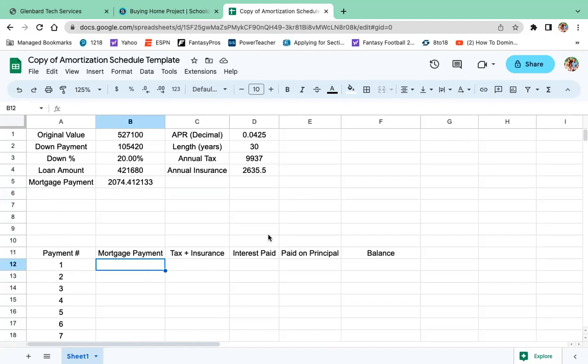Instead, there are different options of what you can do. What I'm going to do is call on the cell. So I'm going to say equals. I don't want to type in 2074 or whatever, because then if things change up here, I have to retype things down here. Instead, I want to call on this cell. So I'm going to say equals B5. Now that'll call on that number.